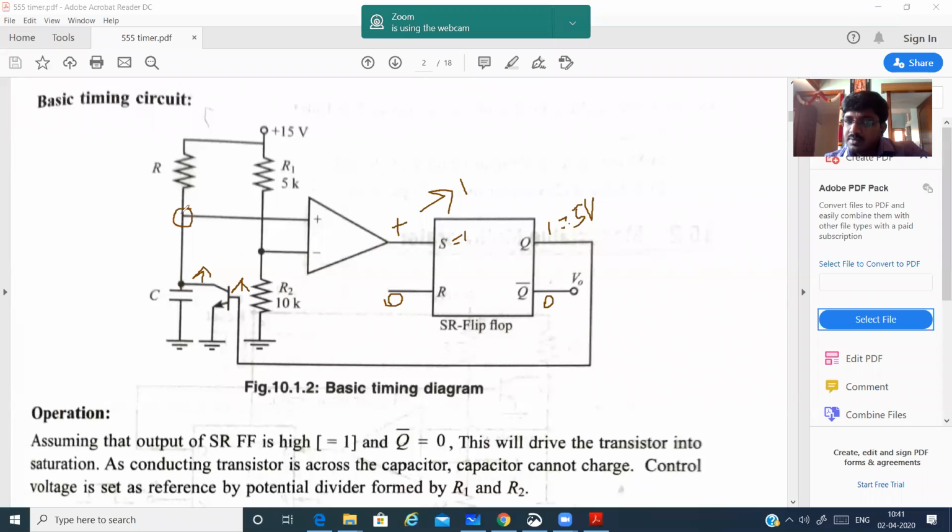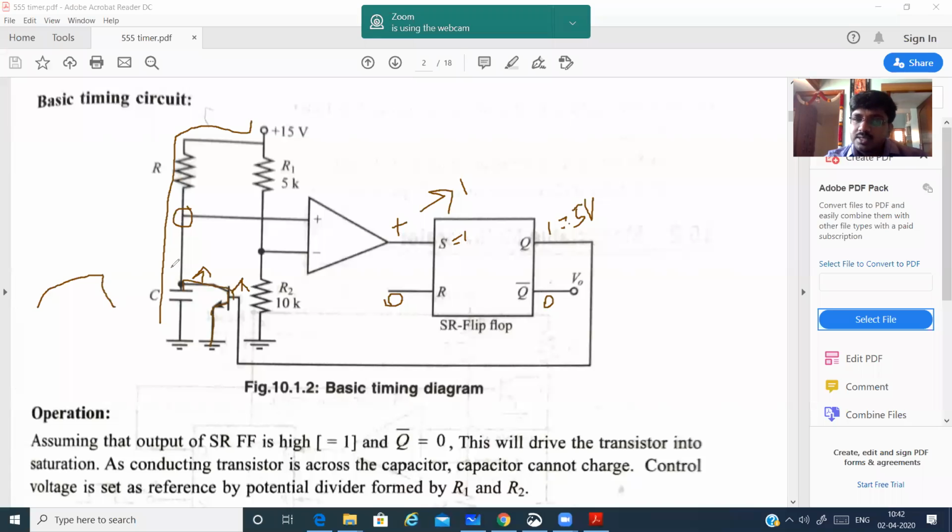Initially, when the positive terminal is greater, that means this voltage is greater compared to this voltage, so the current will be flowing like this and the capacitor will be charging to the peak value. Now when the transistor is switched on, the charge stored in the capacitor will be drawn by this transistor. The collector is going to draw the charges, and since the emitter is grounded, everything goes to the ground. So the capacitor is going to discharge completely and reach its zero value.